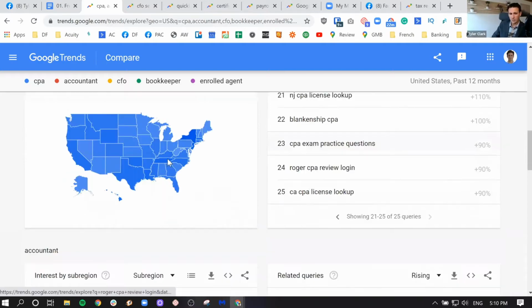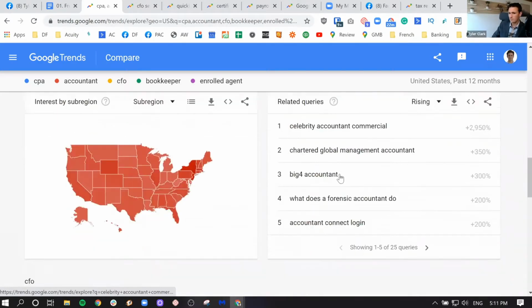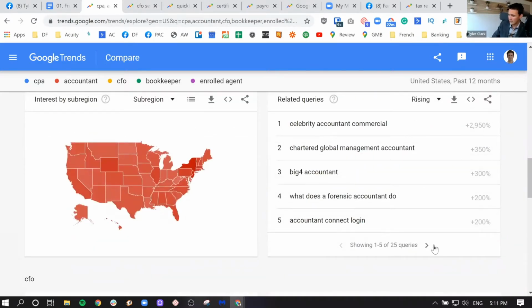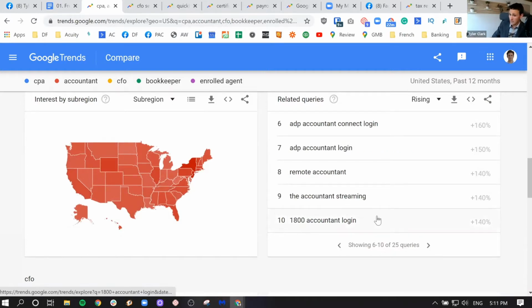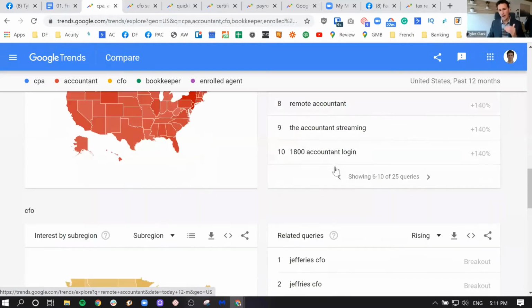Similarly, if we look at accountant, same thing: Big Four, chartered global management accountant, Accountant Connect login, 1-800-Accountant, right? That's a big popular accounting brand. Fascinating that they're in the top 10. They're hustling to get to that level. Funny story, they actually approached my father years ago for some help. ADP, so you can see that when you really dive in to what's going on here.